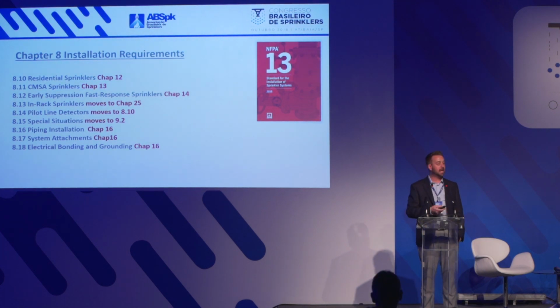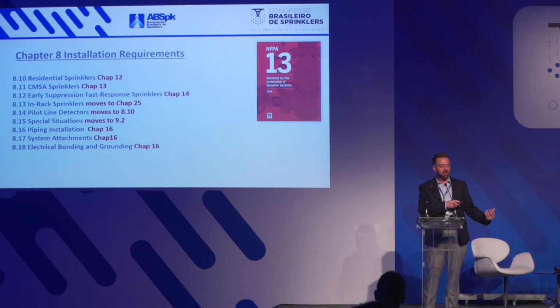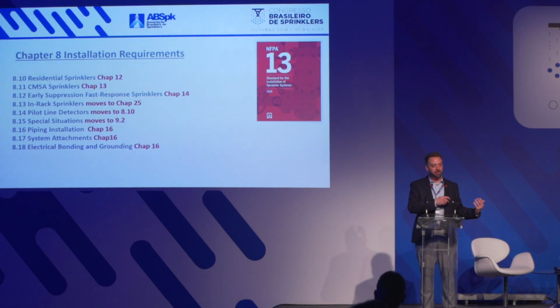Piping installation has its own chapter now in Chapter 16. System attachments, same thing, Chapter 16. And then we have electrical bonding and grounding, which is going to be in Chapter 16 as well. So as you can see, like I stated at the start of the presentation, Chapter 8 was a catch-all for everything. Everything just seemed to get dumped into Chapter 8.